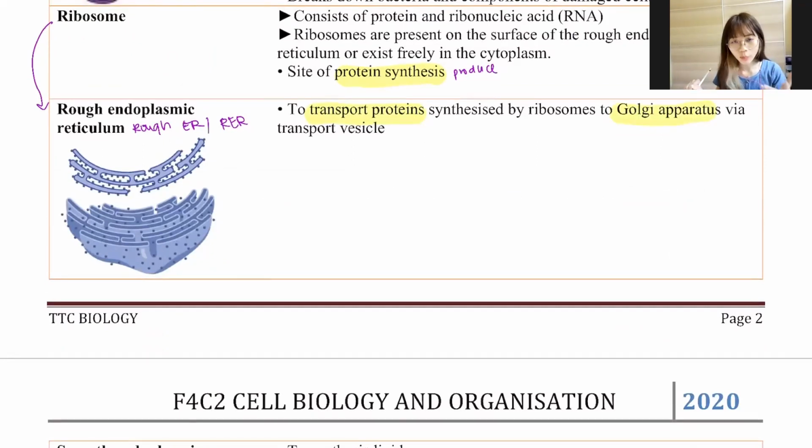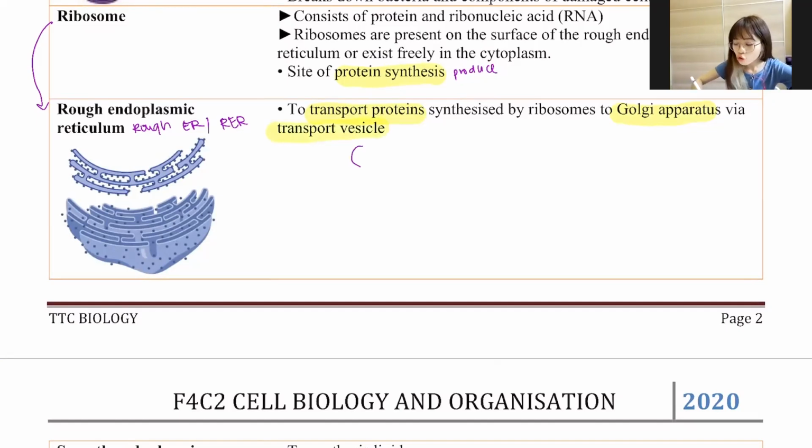When you transport, you require a transporter. For example, from PJ you want to go to KL, like KLCC. You can take a Grab car, a bus, the LRT, the MRT, the KTM. You have so many ways to go to the place. The same goes here. If you want to transport certain things, you need a transporter. This transporter is known as a transport vesicle.